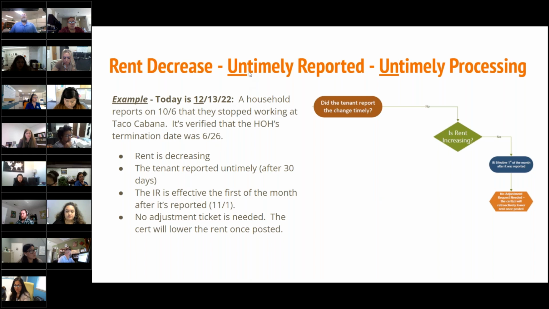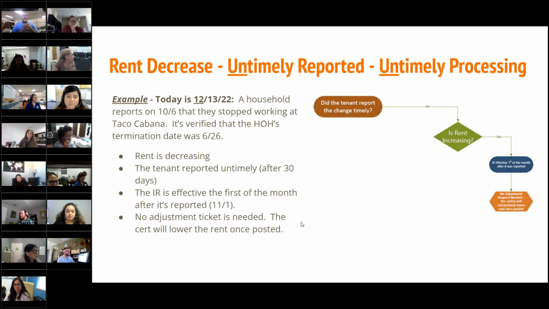So here, let's look at a situation where both happen, right? It's untimely reported and untimely processed. And this is a rent decrease. So today is December 13th. So we're kind of skipping into the future. December 13th, we're processing this.